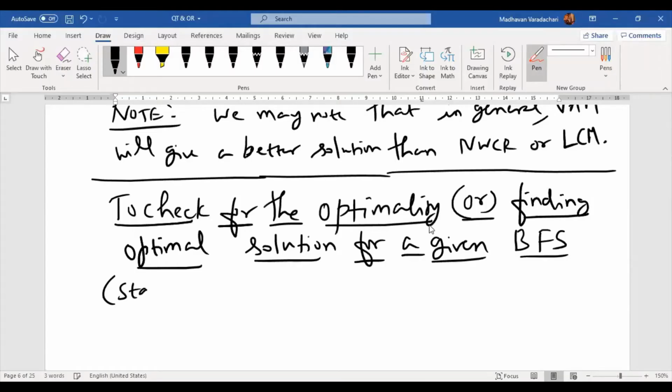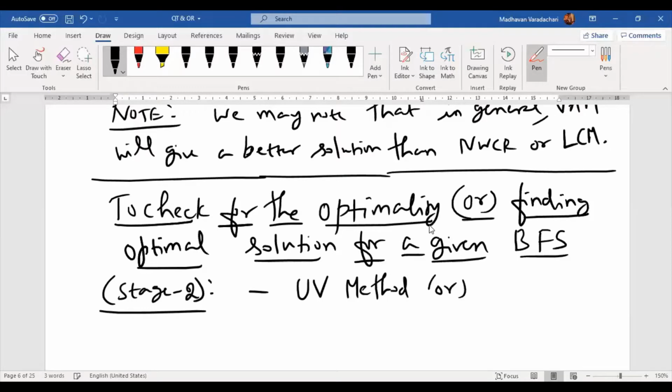Stage 2 of our problem. We will be using the method called the UV method, or modified distribution method. It can be called anything, but very popular is the UV method, right?